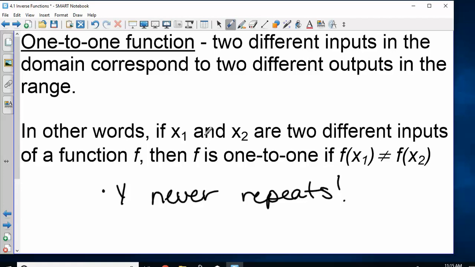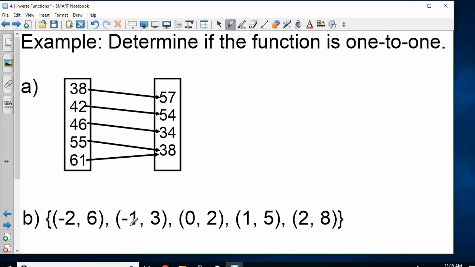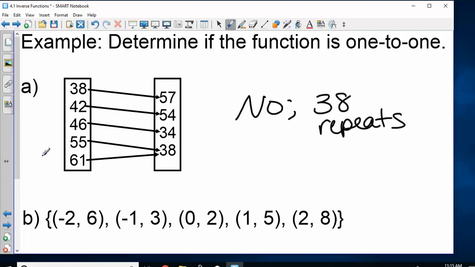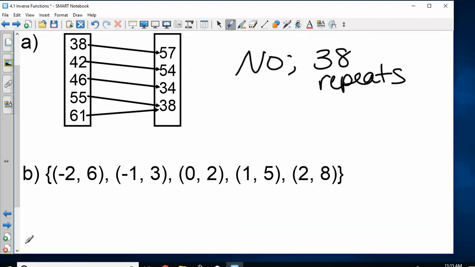So, let's look at some examples. Let's decide if each of these is one-to-one. So what would the first one be? No? Why? Okay. Is B one-to-one? Yes, because if you look at all those y values, they're all different, so it is. A lot of times instead of writing out one-to-one, I put 1-1, just a shorthand.